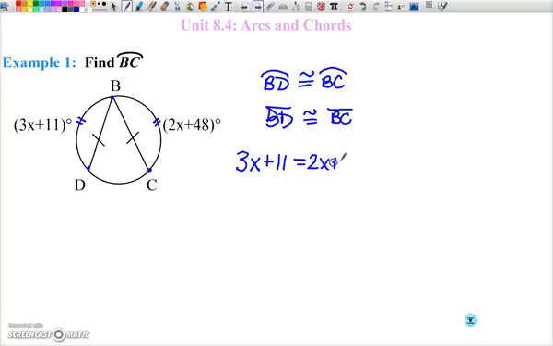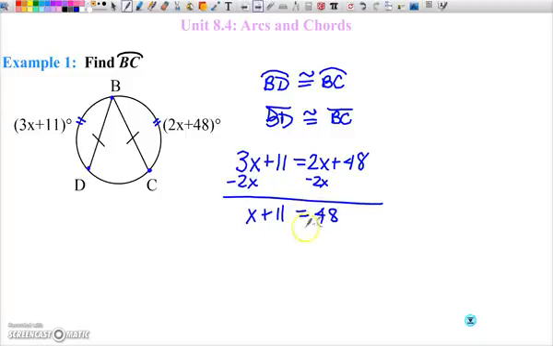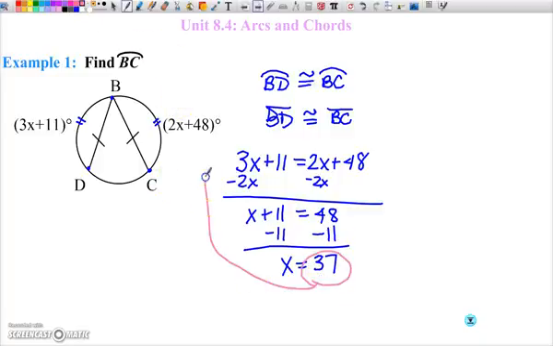So 2x plus 48. Subtract 2x from both sides of your equation to give you x plus 11 equals 48. And then subtract 11 from both sides of your equation to get x equals 37. Now remember to always go back and double check what it's asking you for, and in this case it's not asking for x, it's asking for the arc BC, so we need to plug that in. So I'm going to take this 37 here, and I'm going to plug it in right up there. So 2 times 37 plus 48. So the measure of arc BC is equal to 122 degrees.